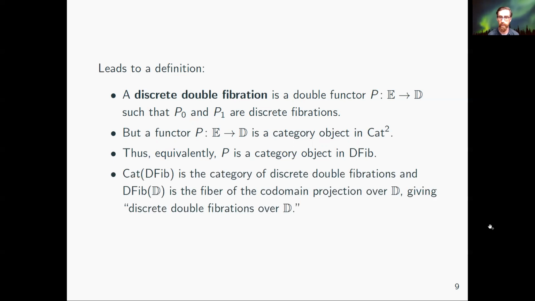So we'll take cat dfib to be the category of discrete double fibrations. And if we want to fix a particular base, say D, a double category, we'll take dfib over D to be the fiber of the associated codomain projection down to double categories. And so this will give us a category of discrete double fibrations over D.